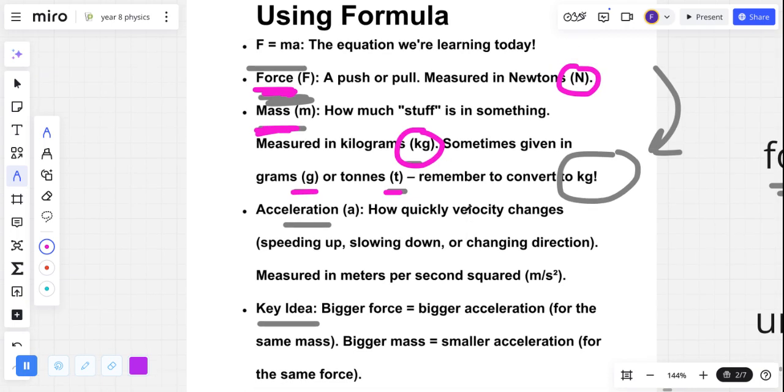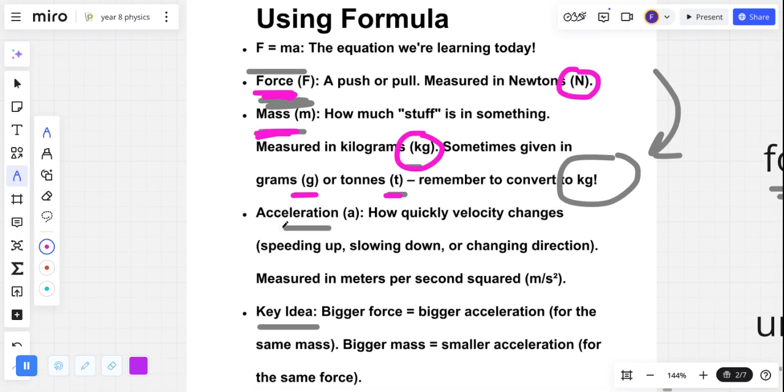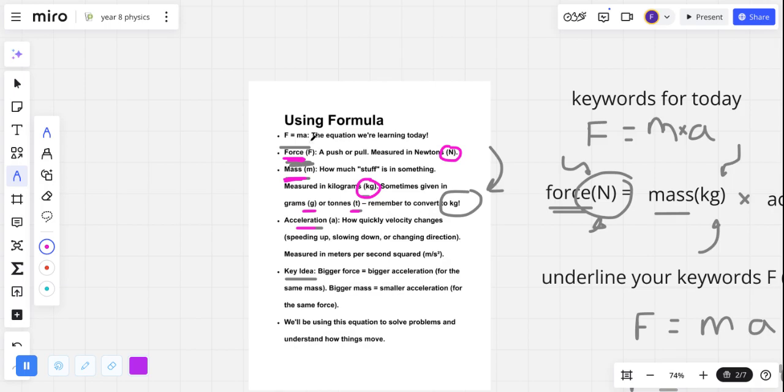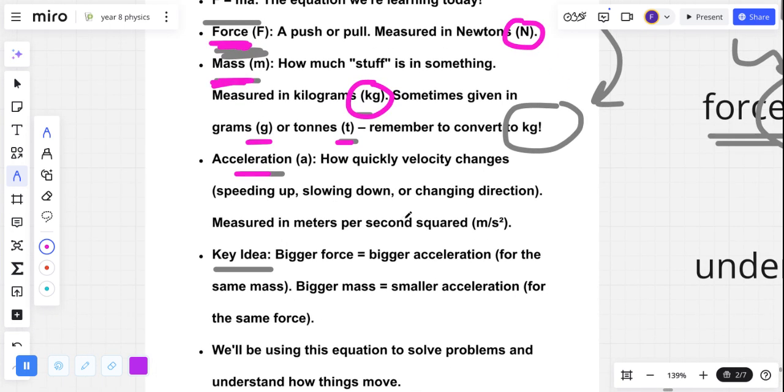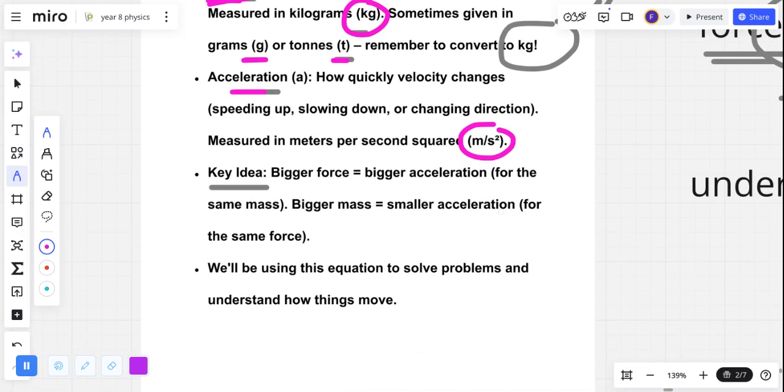All right. Second key word for today, acceleration. F equals ma. F is force in newtons. M is mass in kilograms. A is acceleration. Acceleration has very strange units. Meters per second squared, or like I like to say, meters per second per second. But today that doesn't matter. Now, the key idea to me is the bigger the force, the bigger the acceleration.